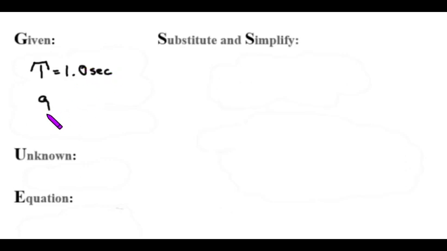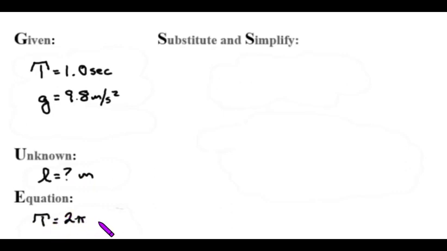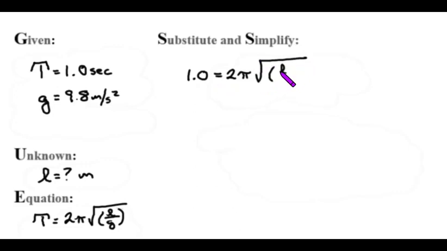I know that the acceleration due to gravity is 9.8 meters per second squared. And in this case, I want to know what the length is. I'm going to use the same equation, the pendulum equation, 2 pi square root of L over G. So okay, let's replace letters with numbers. I know that 1.0 for the period equals 2 pi times the square root of L over 9.8.